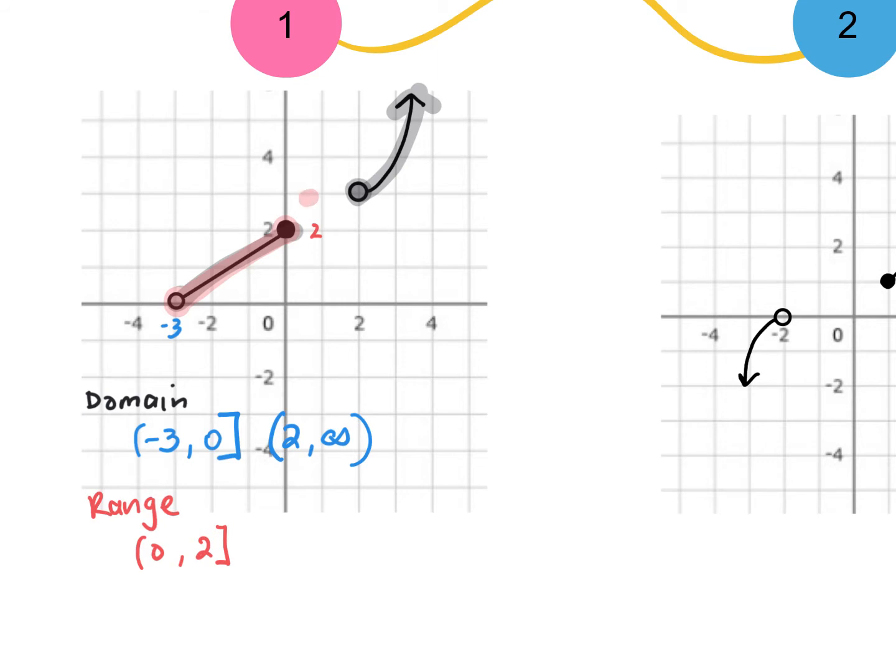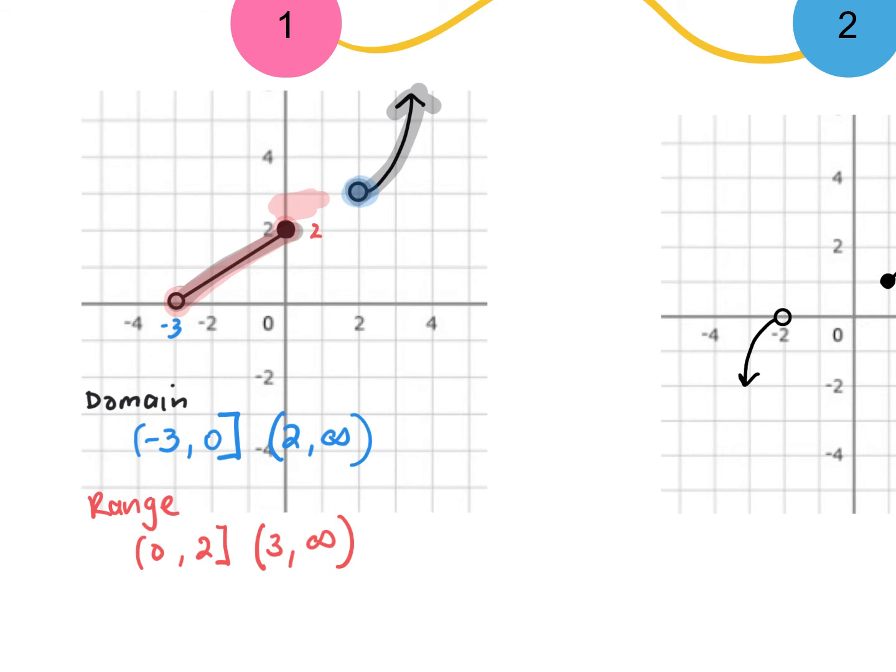Then there's a gap, so that's why we start and stop the range. It picks back up again here. What's the Y there? 3, and open dot or closed dot? Open, which means parentheses. 3, and what's the biggest Y? Positive infinity. So domain is left to right, range is bottom to top.